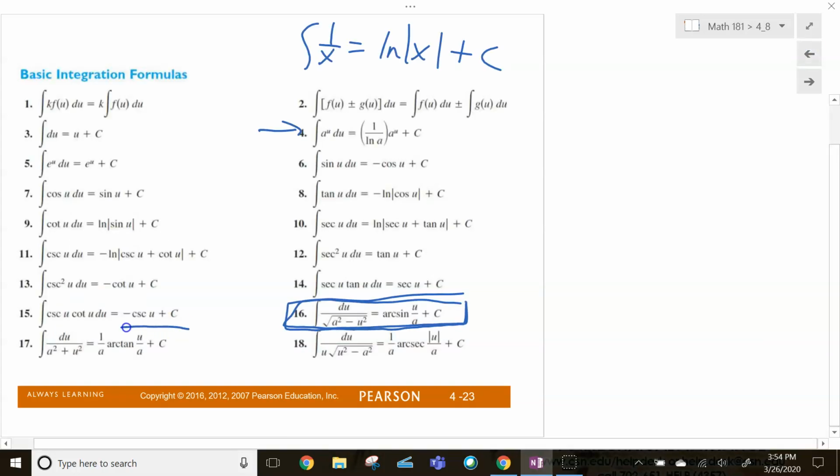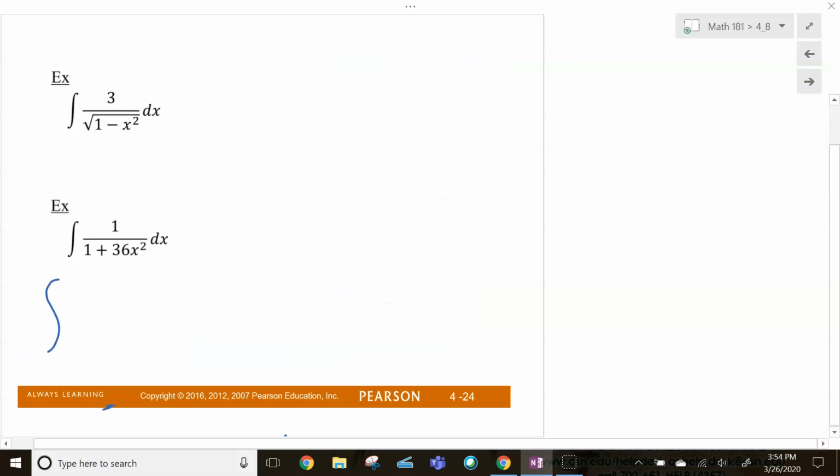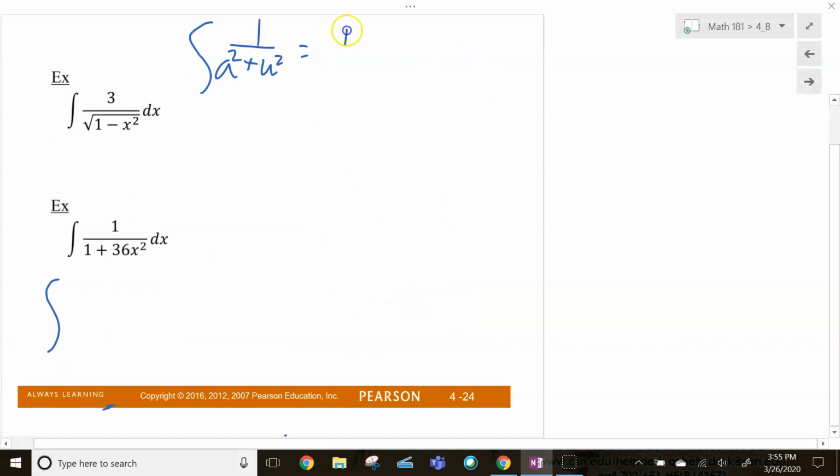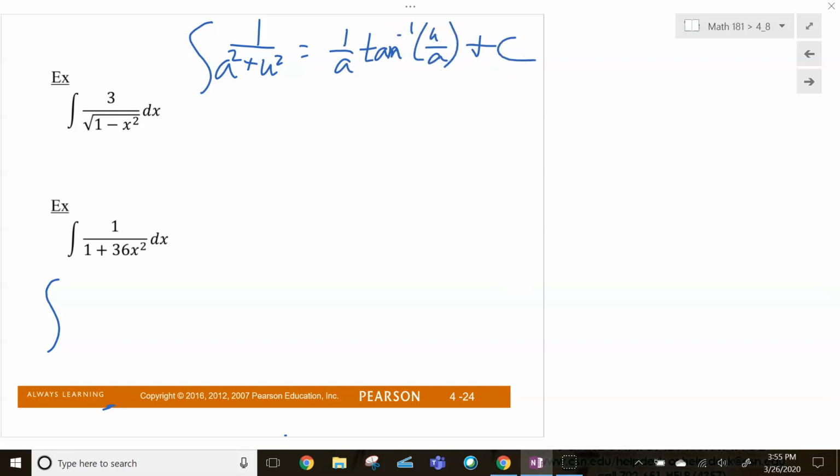And I'm like, oh, here we go, there's one. Okay, that one is the one that we have to use. The integral of 1 over a squared plus u squared du is 1 over a arctangent u over a plus a constant. Again, I'm using this number 17. All right, so we got to get it in that form.